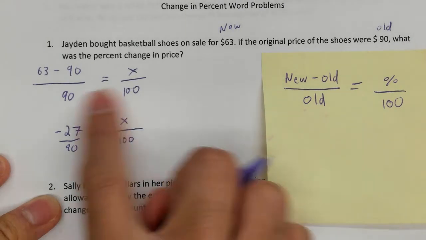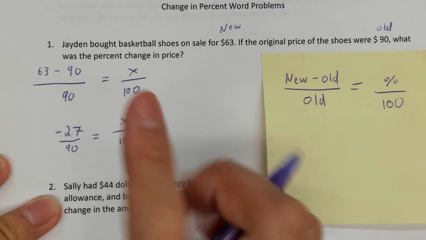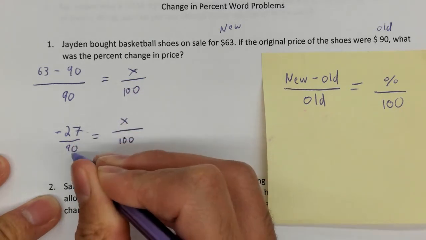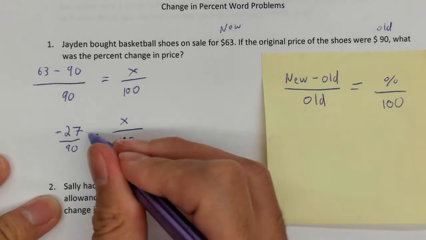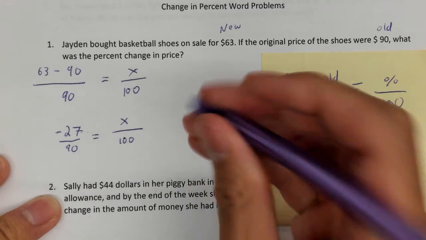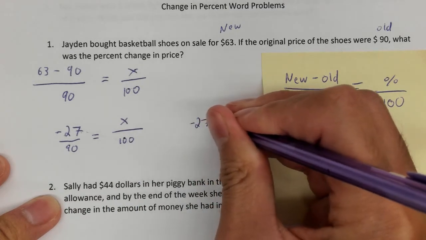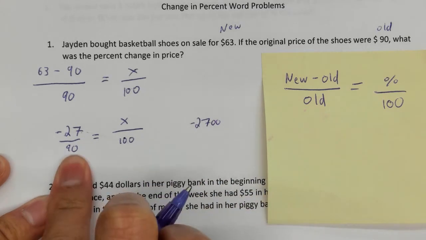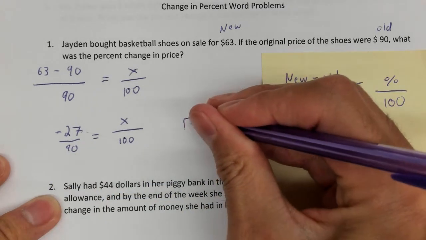When you get to this step and you can't jump to 100, what you do is you cross multiply these two numbers and divide it by that bottom. That's all you do. Cross multiply these two numbers and divide it by that bottom. So negative 27 times 100 is negative 2700. Alright, and then divide it by that bottom number. So divide that by 90.